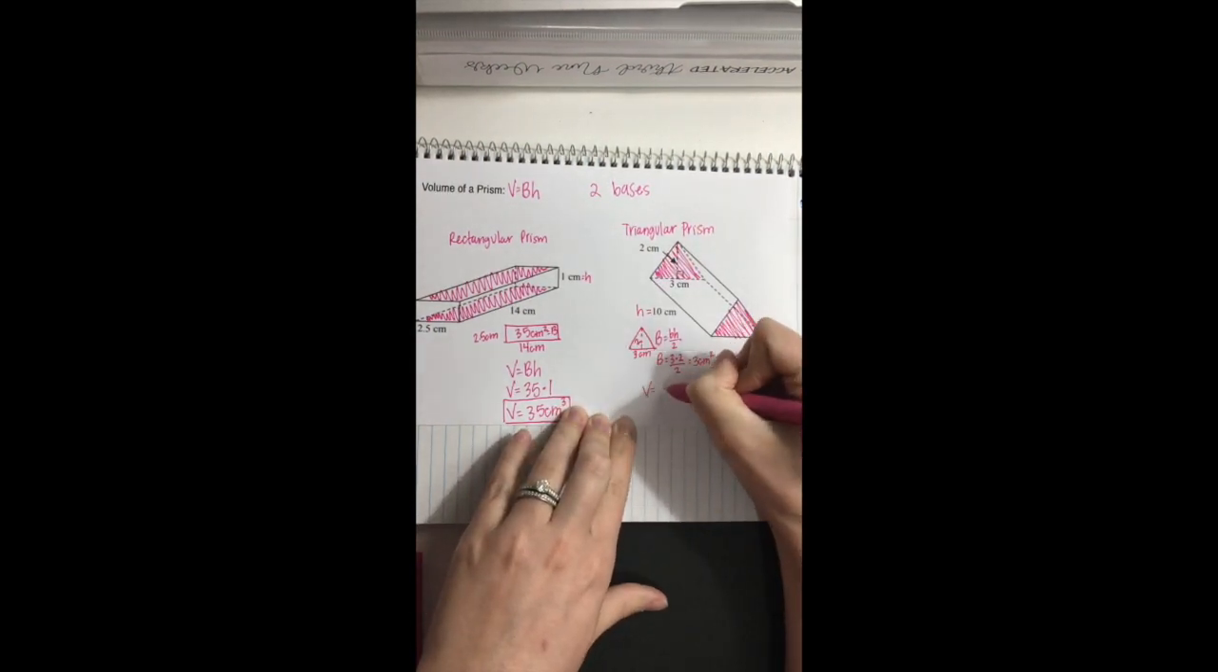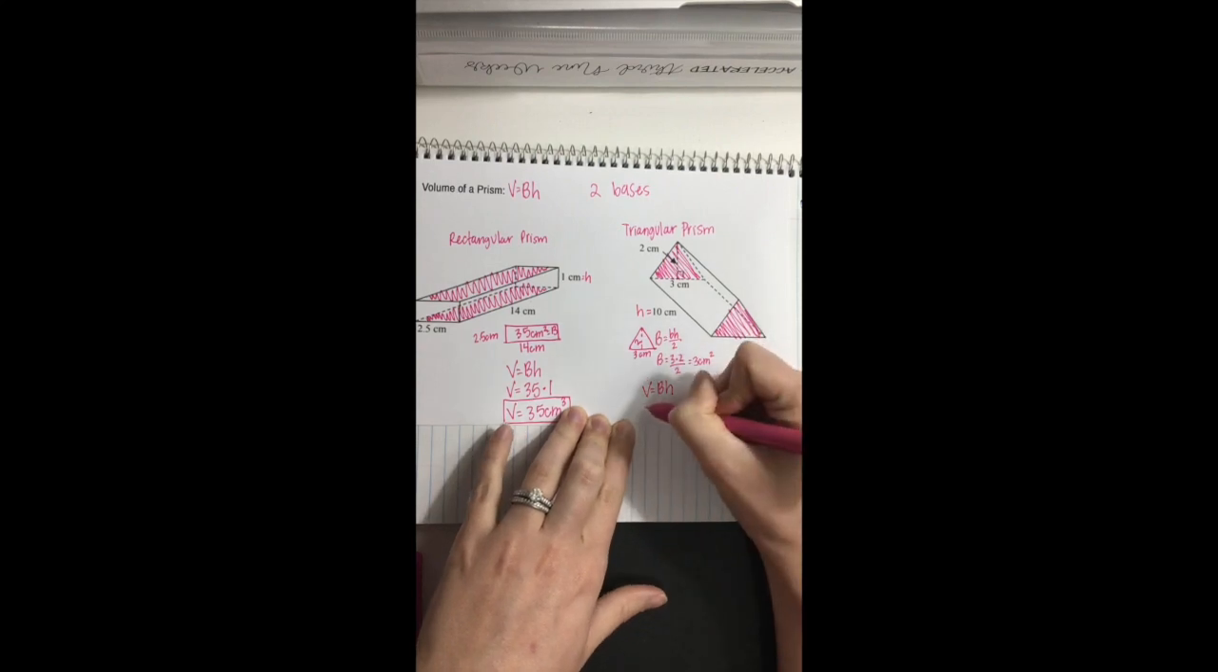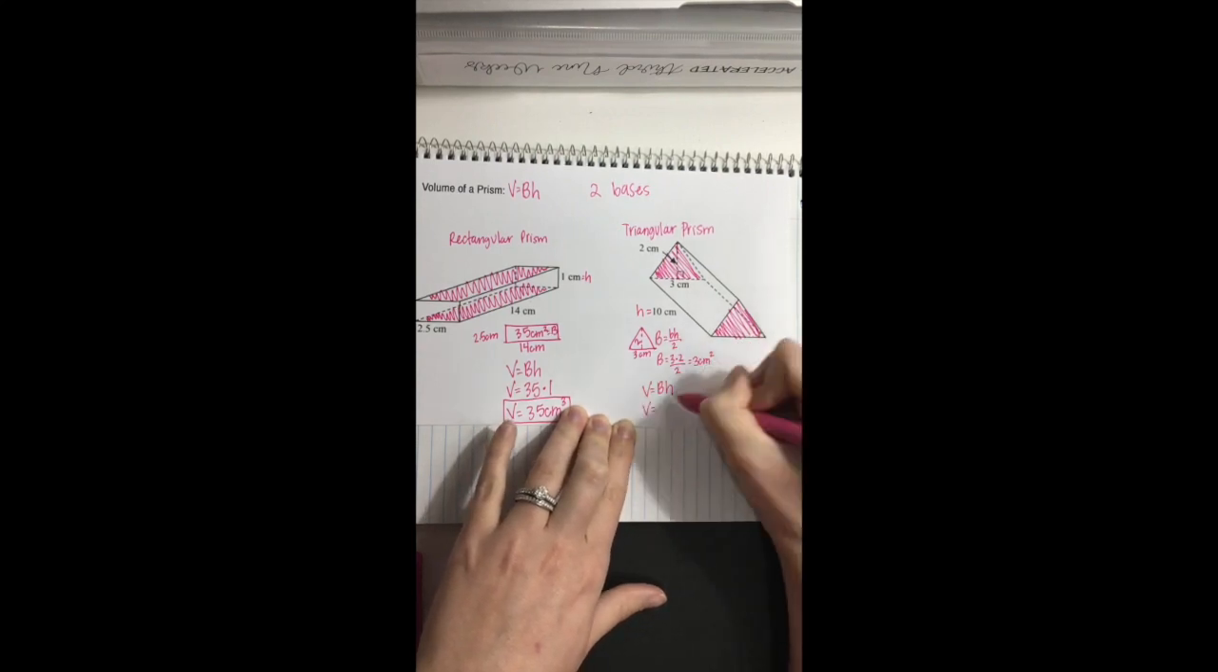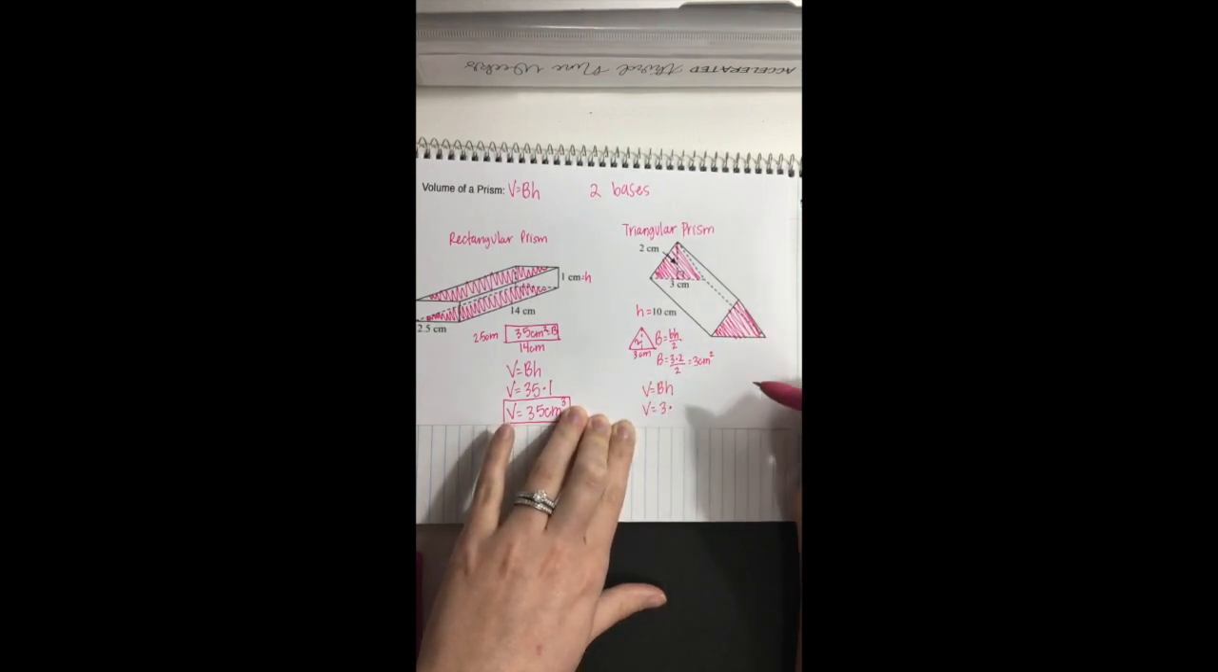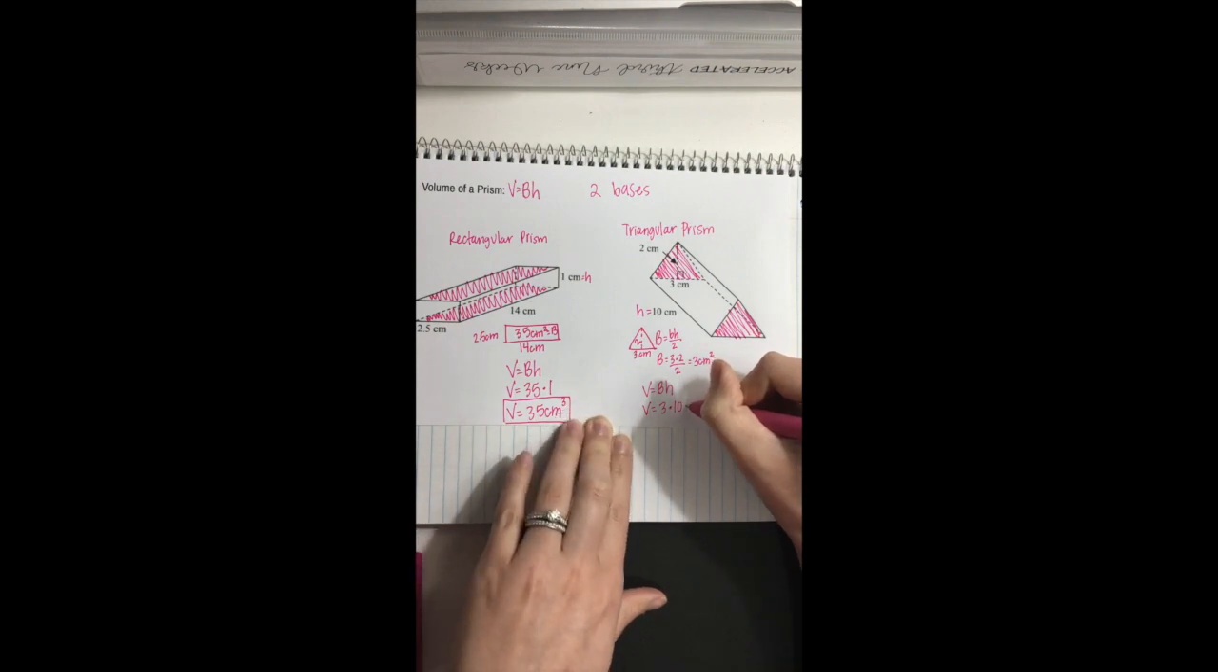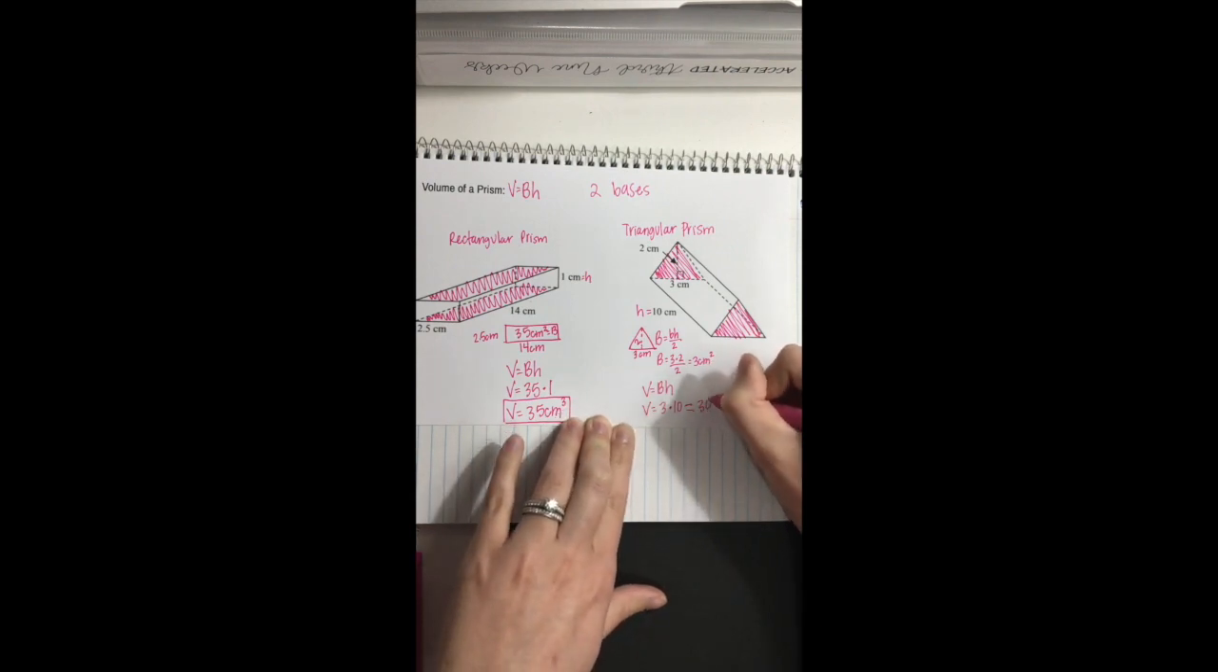So let's write out our formula, capital B times H. Capital B was 3 centimeters squared. The height of the prism is 10 centimeters. 3 times 10 is 30. 30 centimeters cubed is the volume.